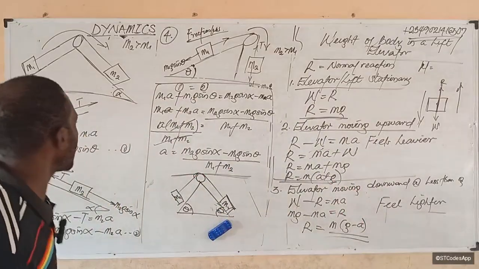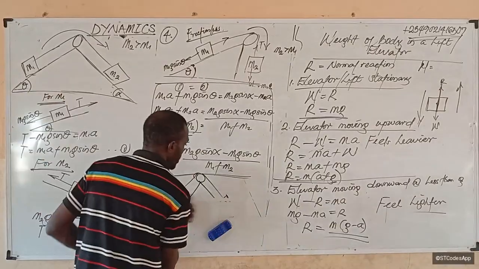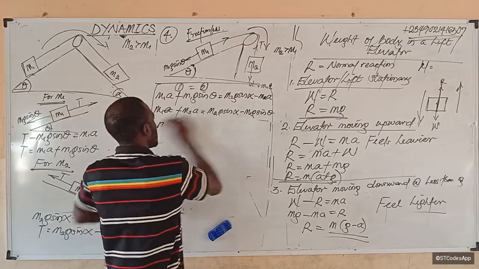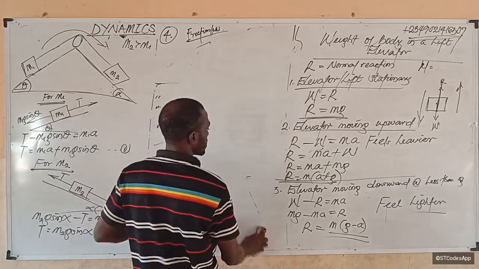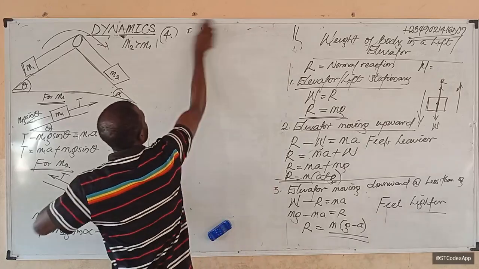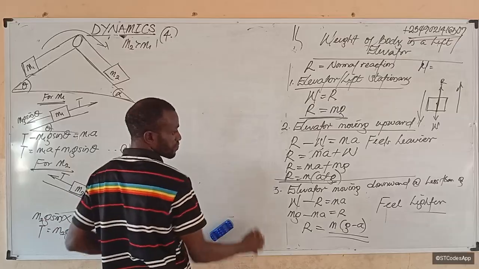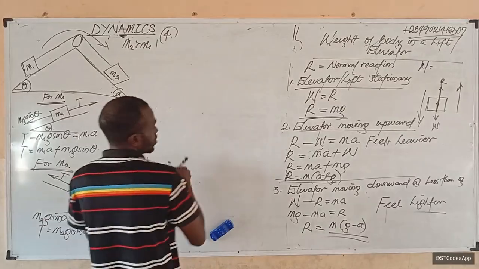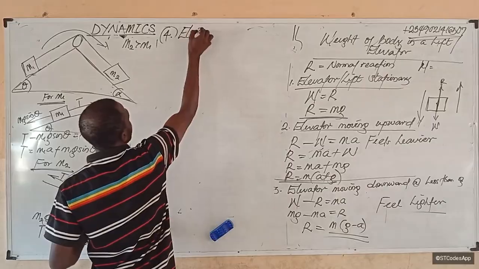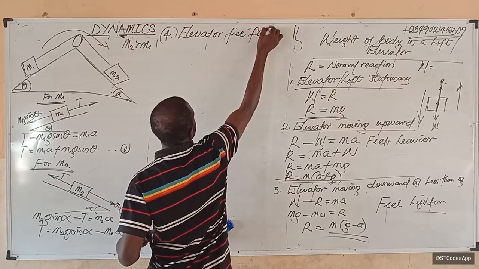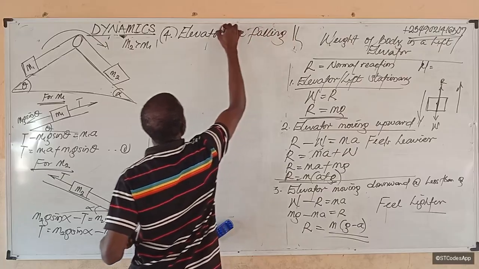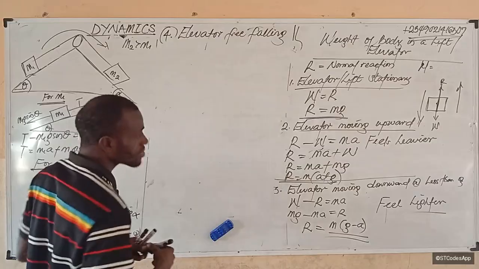Now, let's take the last scenario, where the elevator, maybe the cable has broken. So the elevator is just free falling. You understand? The cable is broken and the elevator is free falling. So it will just be like when a body is free falling, right?